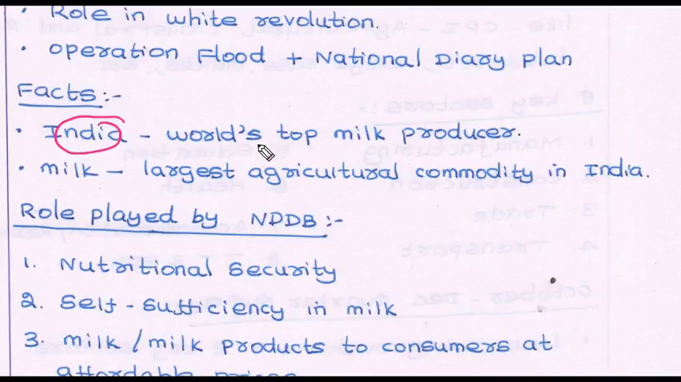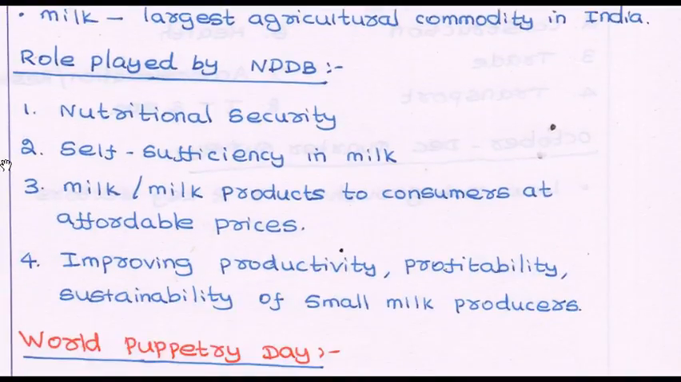India is the world's top milk producer. So the world's topmost milk producer is India. Milk is the largest agricultural commodity in India. Now let's discuss a few important roles played by the National Dairy Development Board. It plays an important role in ensuring nutritional security.